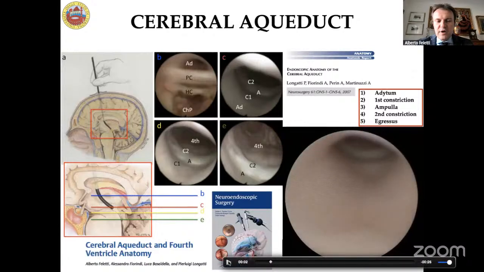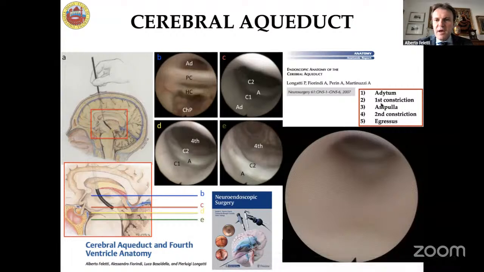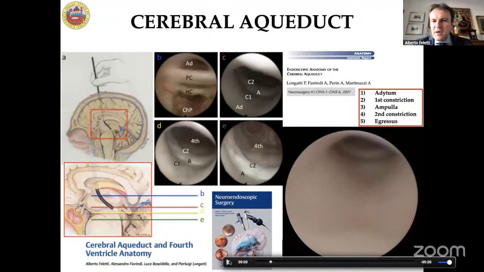Let's move to the anatomy of the cerebral aqueduct. The cerebral aqueduct can be divided into 5 parts: the adytum, the first and the second constriction, between them an enlargement called the ampulla, and finally the egressus. Let's see this video. This video shows very clearly these parts.